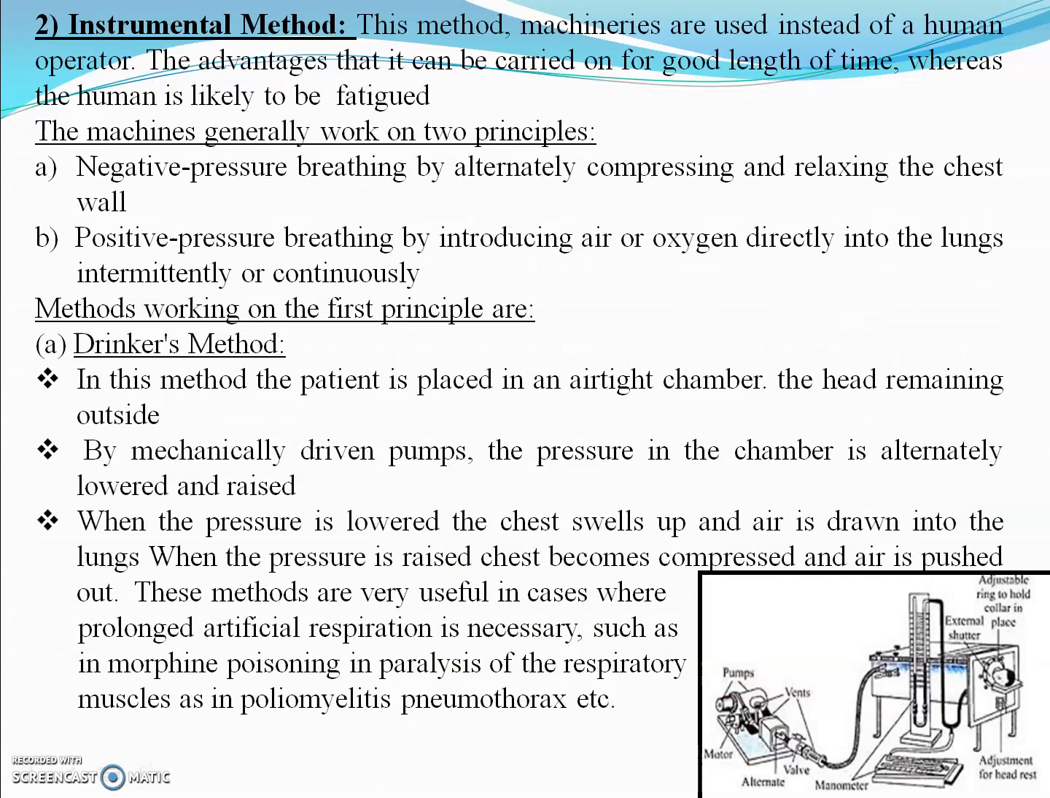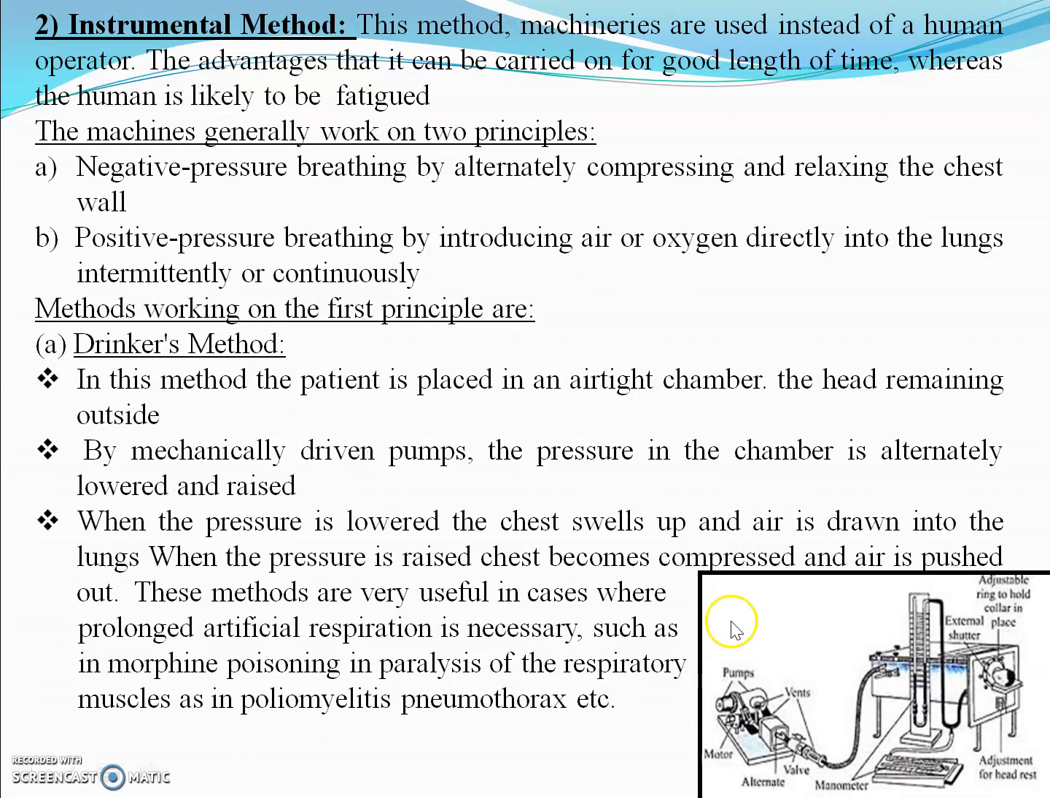The next method is the instrumental method. The instrumental method is better, as you can give artificial respiration for a longer time, whereas humans get fatigued. The machines can be operated with two principles, that is positive pressure principle or negative pressure principle. Negative pressure breathing is alternately compressing and relaxing the chest wall, whereas positive pressure breathing is directly introducing air or oxygen into the lungs.